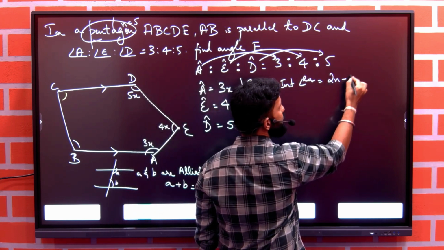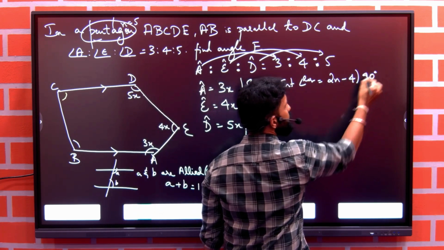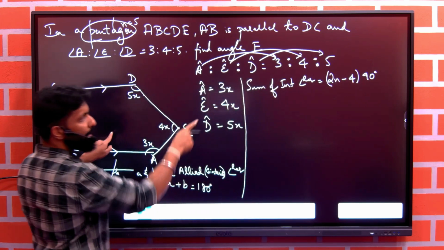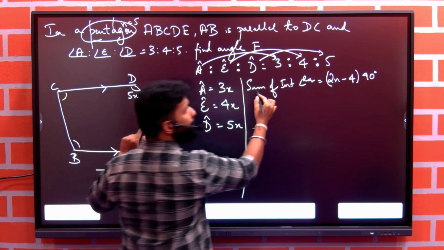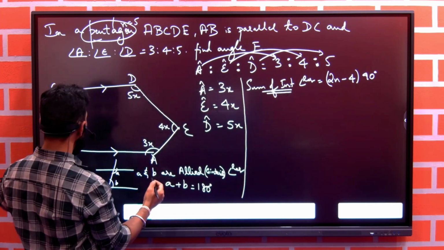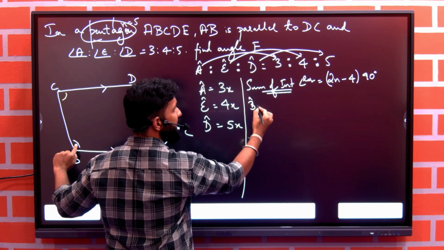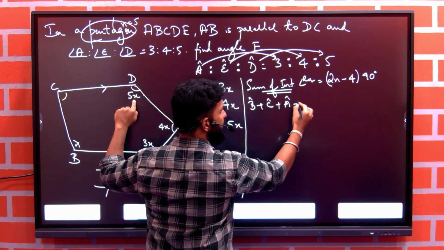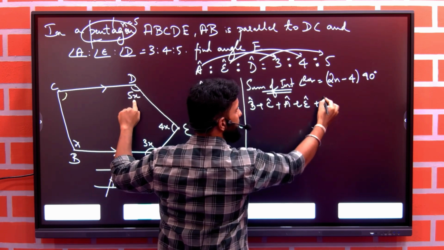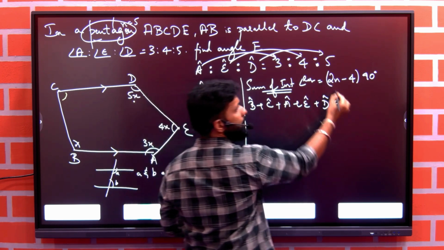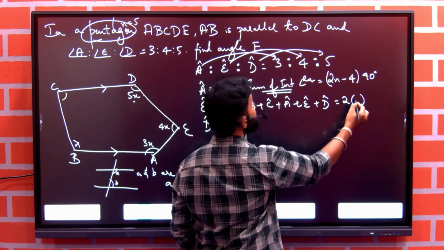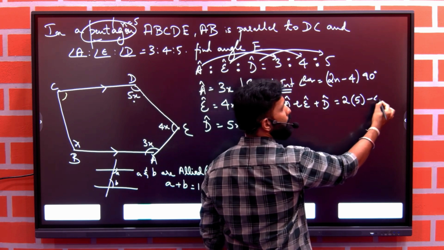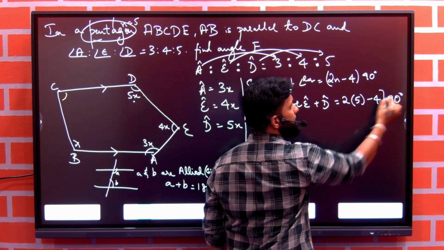So (2n minus 4) into 90 degrees. Now, by looking at the figure, how do we fill the left-hand side? So we say angle B plus angle C plus angle A plus angle E plus angle D is equal to 2 into the number of sides, which is 5 because it's a pentagon, minus 4, into 90, right?